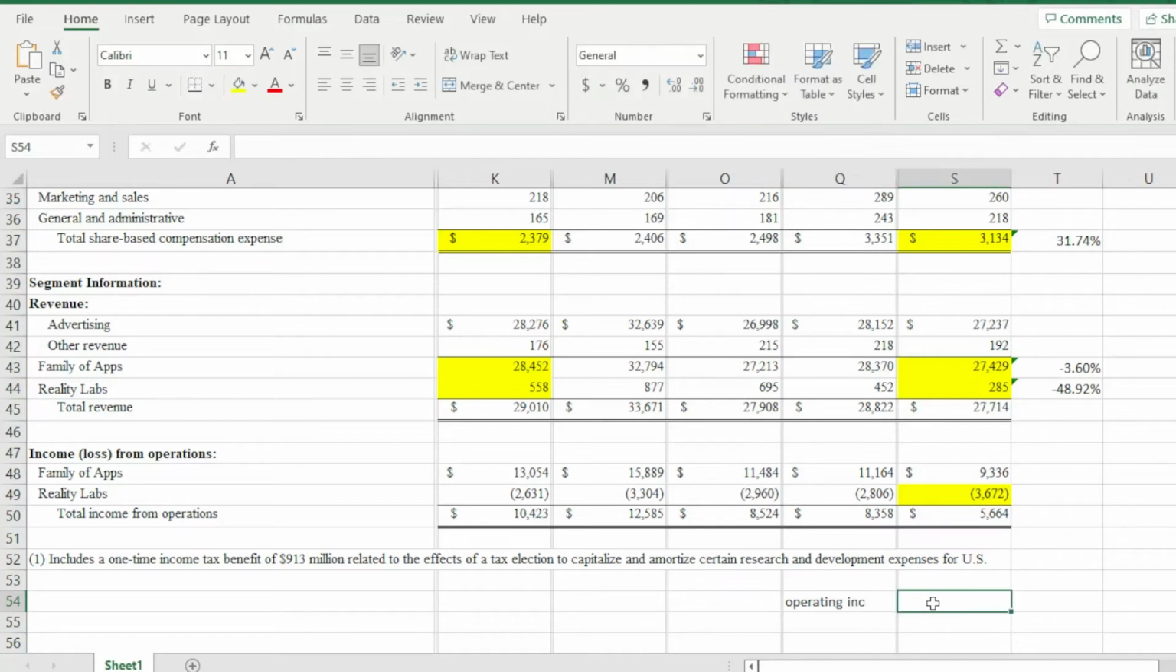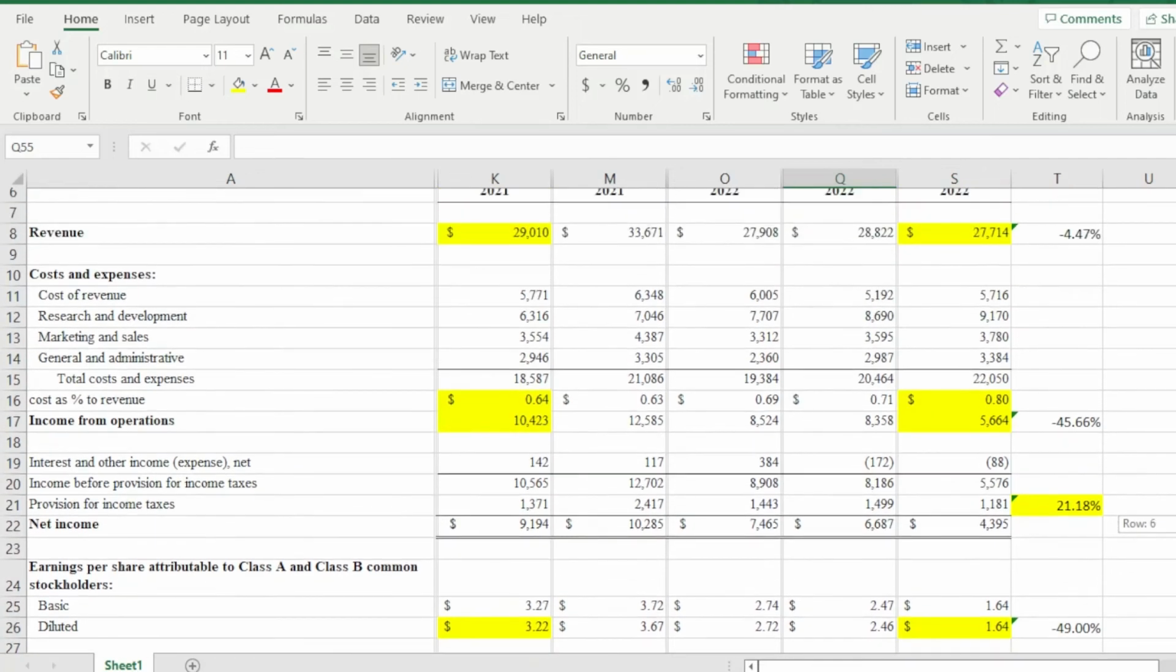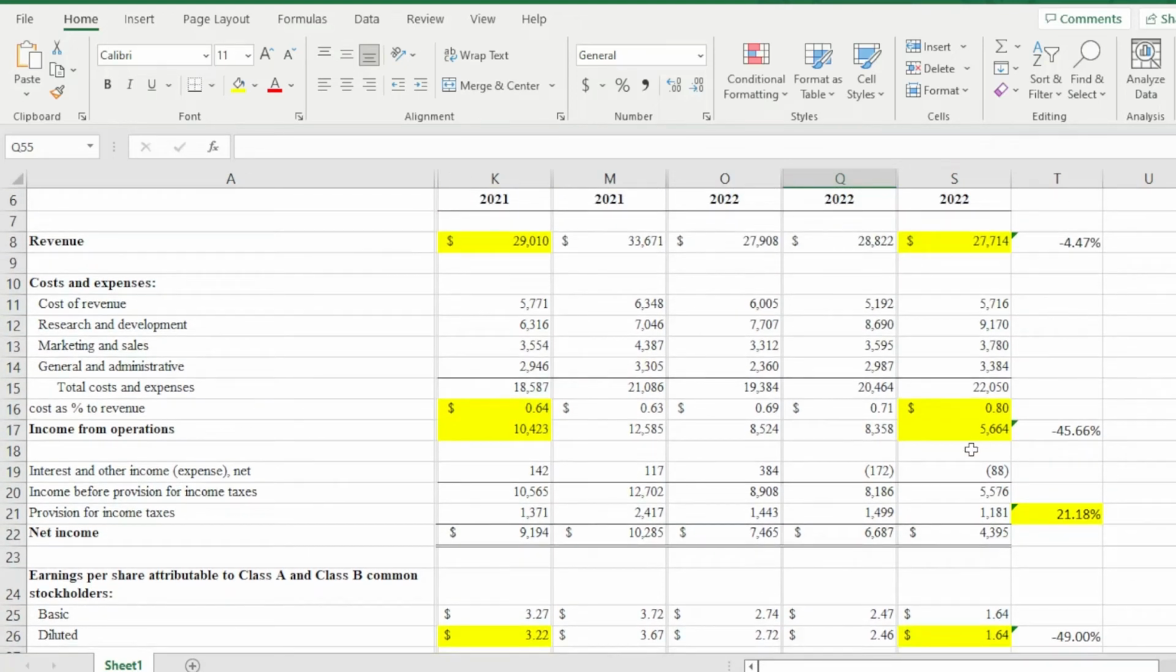Now our operating income is essentially just this family of apps right here, because we're pretending like Reality Labs doesn't exist. Now let's scroll up a little bit. As you guys can see, we have this little line item. It says interest and other income expense net. So we're going to take that. That is cell S19.